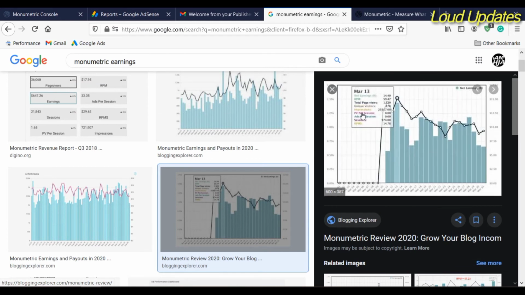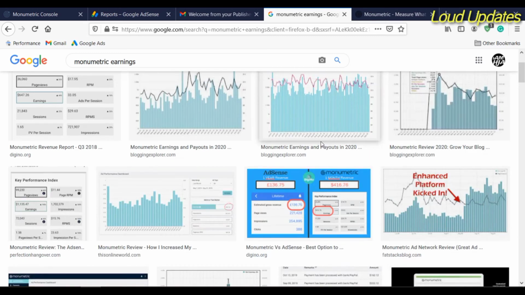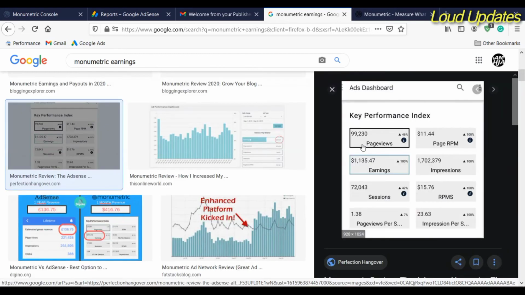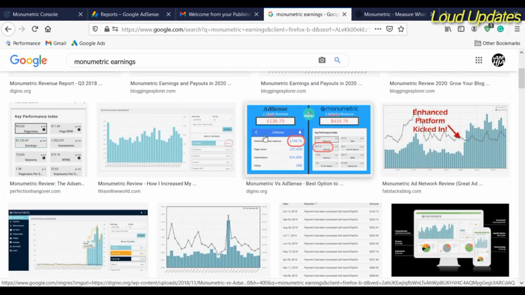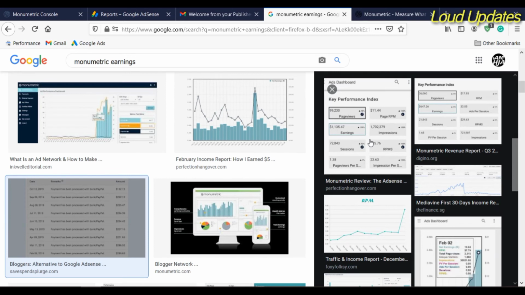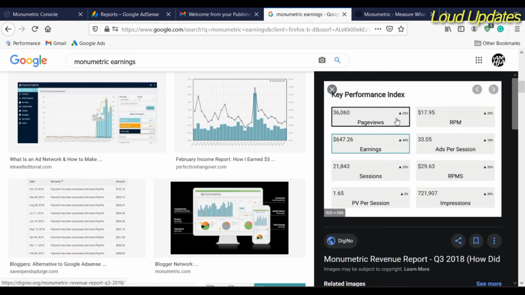Monometric is a good platform to increase your website earnings, so I recommend you join Monometric. It depends on your website niche and your country traffic. You will get good money from Monometric if your RPM is good. Many people already use Monometric, and I am also using Monometric. I recommend you use Monometric on your website and increase your website earning.